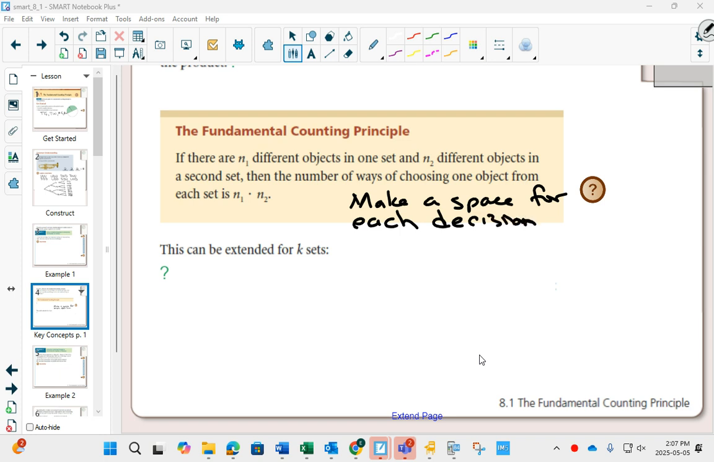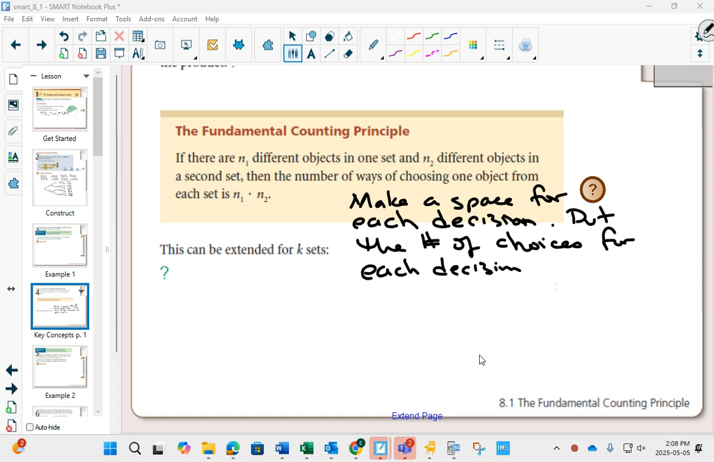You're going to make a space for every decision you need to make. And then once you have that space, put the number of choices for each decision in the space. So for our trumpet, we had 3 decisions, valve 1, valve 2, valve 3. We had 2 choices for each.